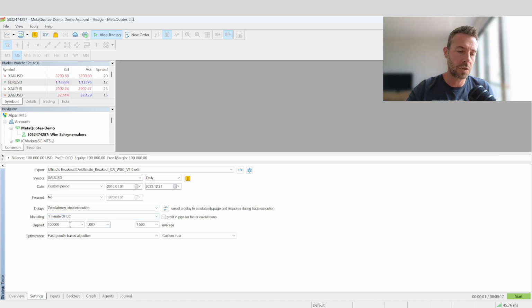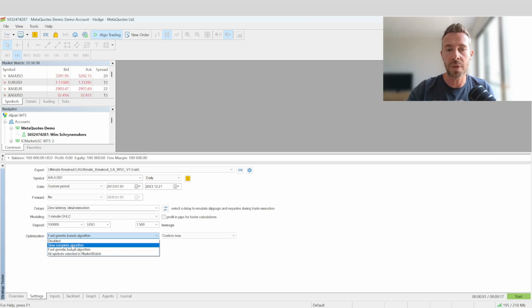For the deposit, just take a big one, like 100K, and take a big leverage, because we don't want to have any influence of the leverage on our optimizations. Then for the optimization process itself, just use the fast genetic-based algorithm, because using the slow complete algorithm will take such a long time, and it doesn't really add any value in this process.